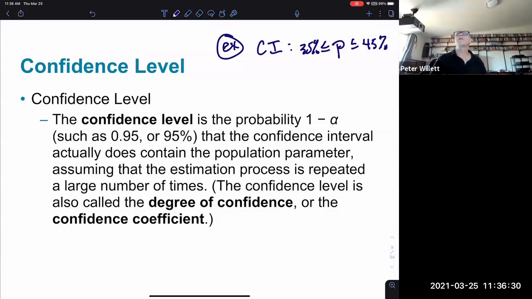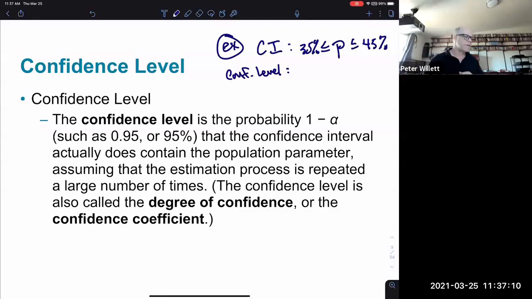So that's the confidence interval part. Then the confidence level would be the probability that the actual p-value is in that range, that that range actually contains the real p-value for the population. Because we're not going to ever be 100% sure unless you talk to everybody. So as we talked about with probabilities, we are going to make probability statements when doing statistics correctly.